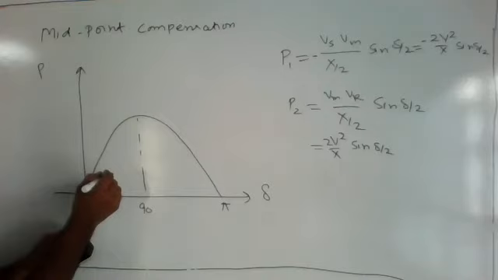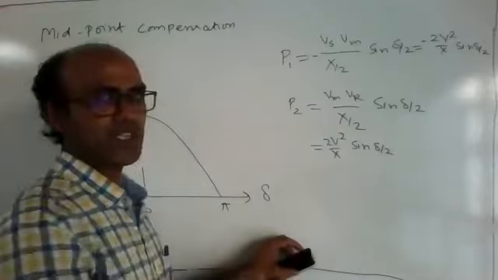So this is P equals P max sine delta. This is the first case. But in the second case, our P1 is 2B square by X sine delta by 2. This is leading power, and this is coming power. So this is generating power, and this is receiving power. Negative means leading, and this is lagging.